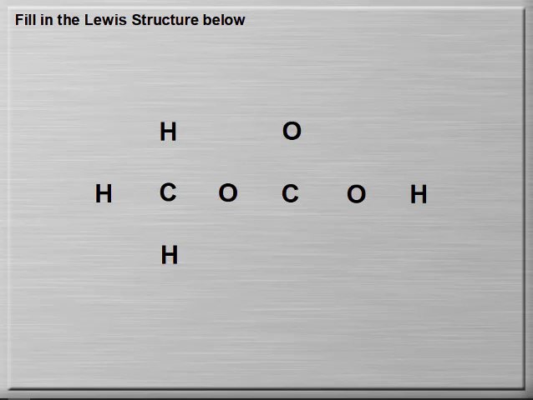So this one, you first need to add up your valence electrons. So go ahead and add up how many valence electrons each element has and restart when you have that. So you should have gotten 30 valence electrons.